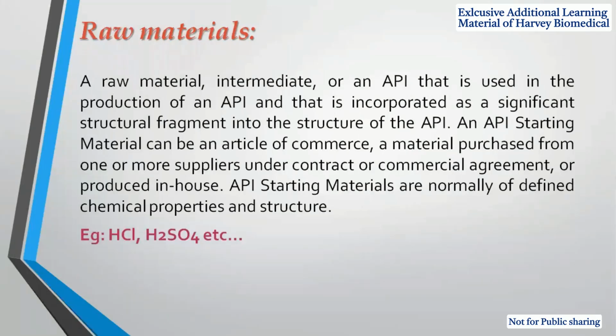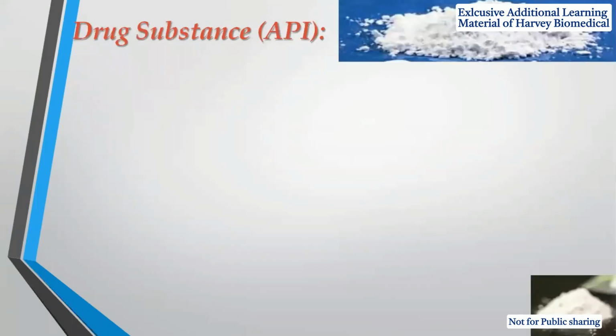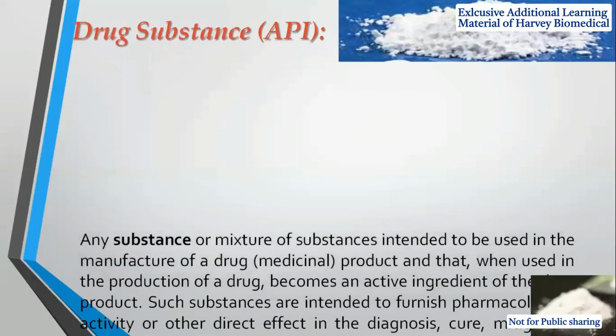For example, hydrochloric acid and sulfuric acid, and all the basic raw materials which we are using in the manufacturing processes. Coming to the drug substance, they will call it the API, and API stands for active pharmaceutical ingredient. It is what we are going to use in the drug product. Why? Because active means that this specific drug substance will act on your body based on your disease. That's the reason they are calling it an active pharmaceutical ingredient.